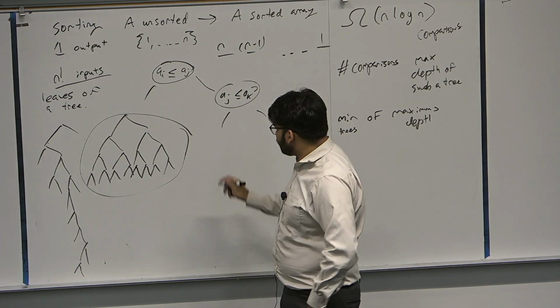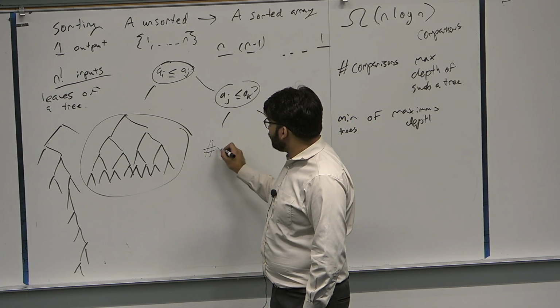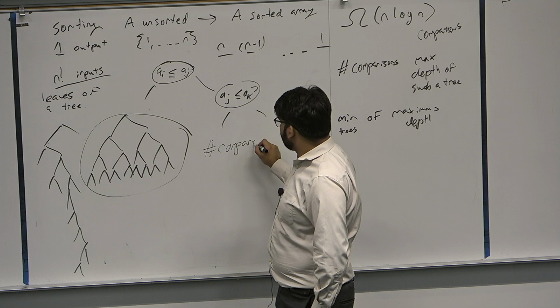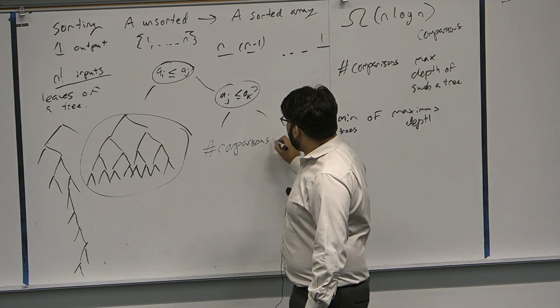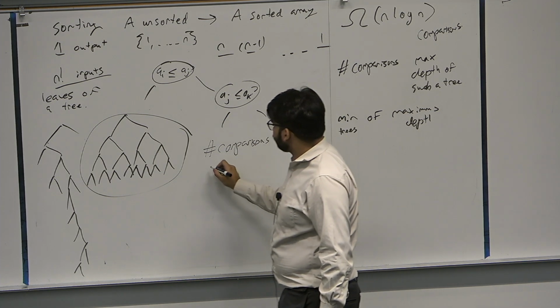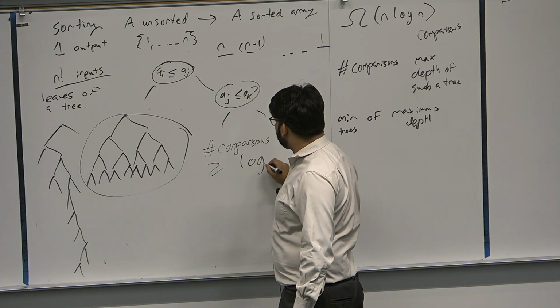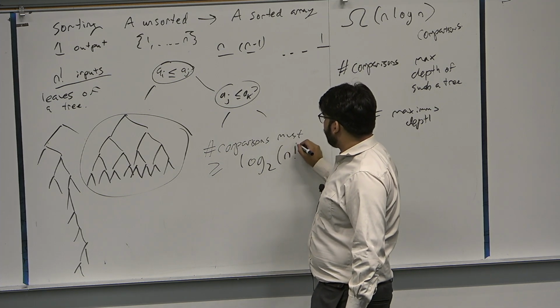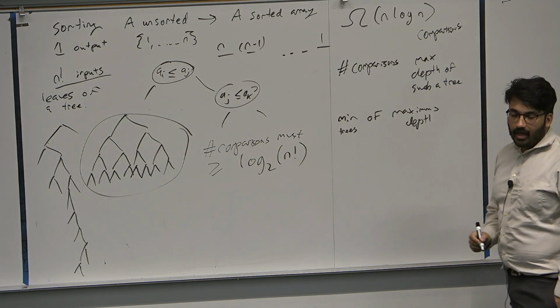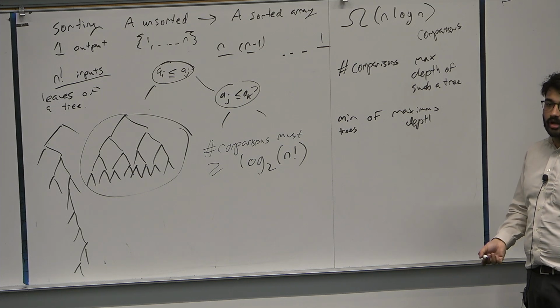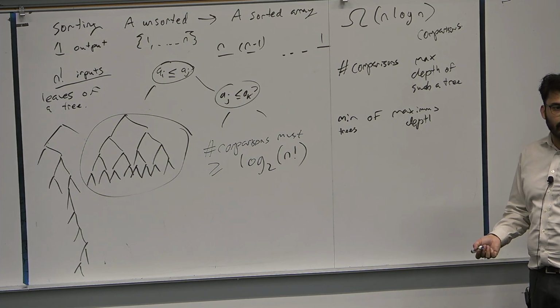So the depth of the tree, the number of comparisons, must exceed log base 2, in fact, let's say, of n factorial. And again, this is in the comparison model where the runtime is quite literally just the number of comparisons.